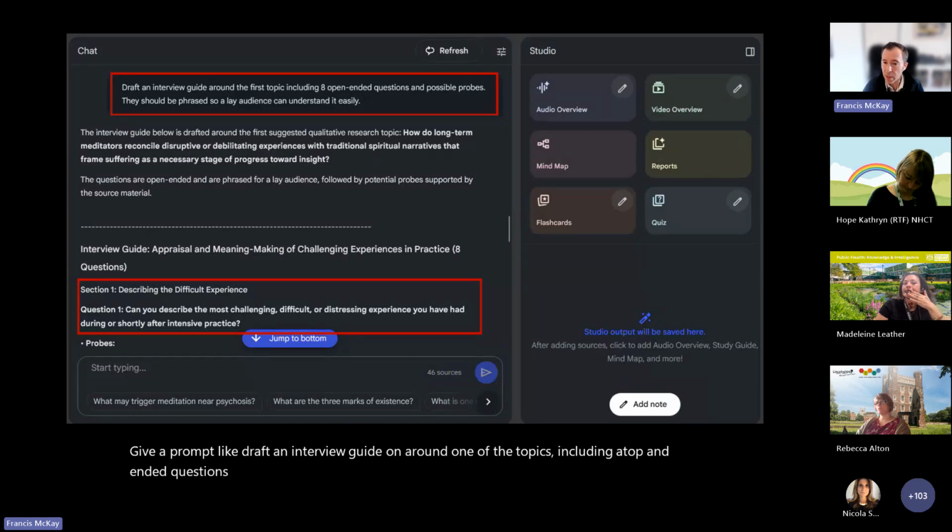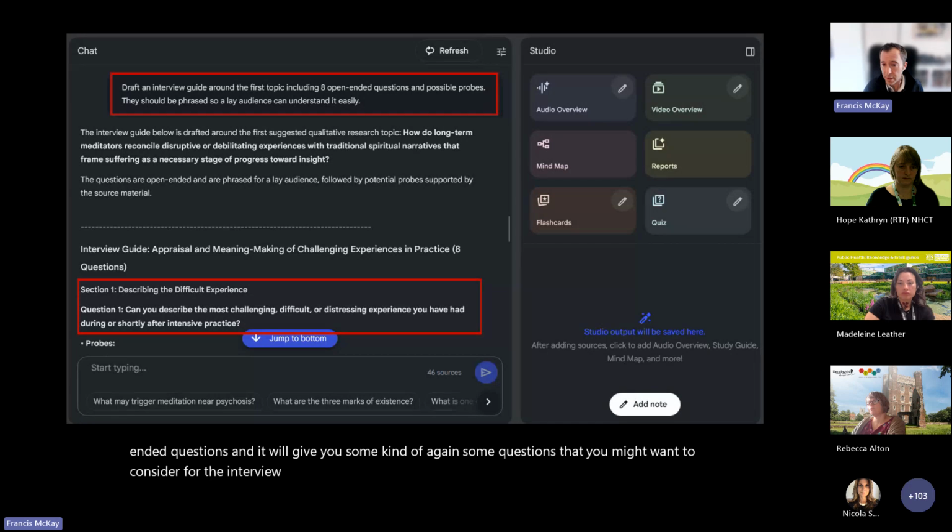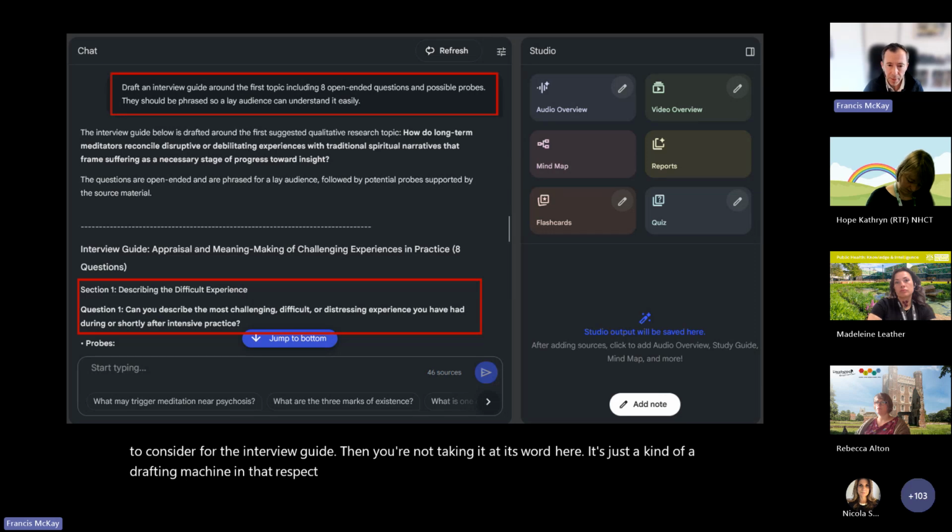And it will give you some kind of, again, some questions that you might want to consider for the interview guide. Again, you're not taking it at its word here. It's just a kind of a drafting machine in that respect, for you to get some insights and help you develop in your understanding.